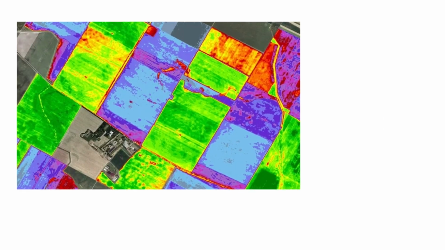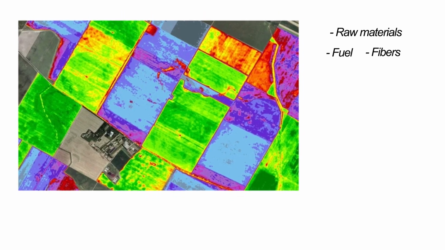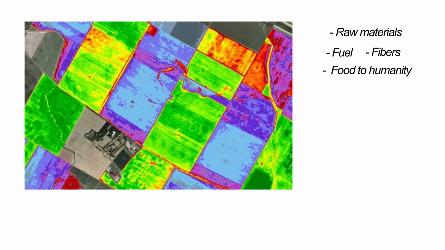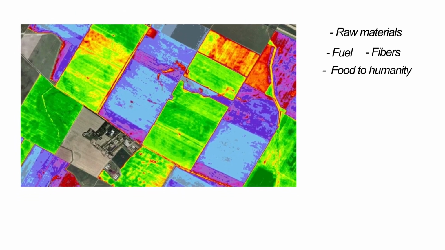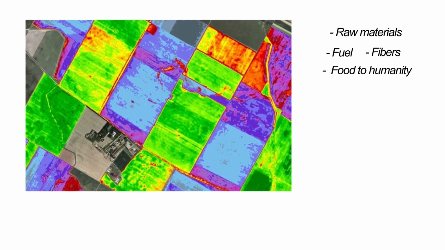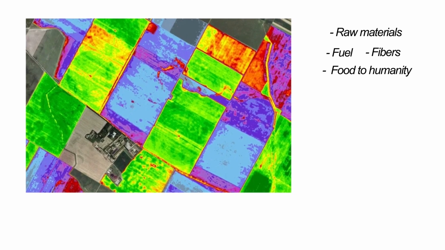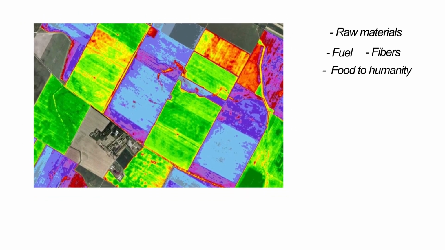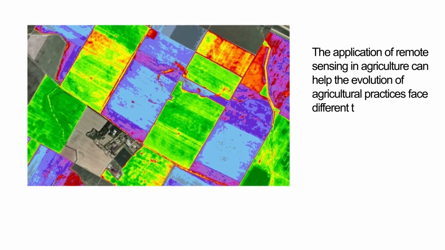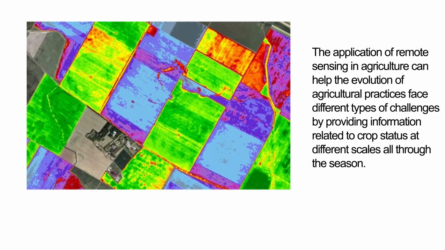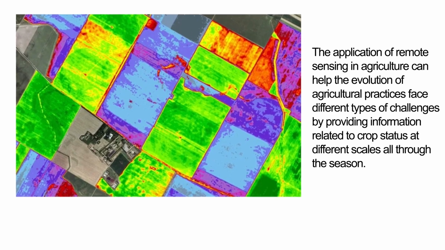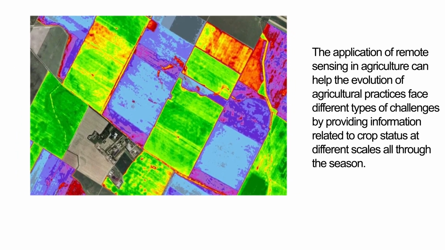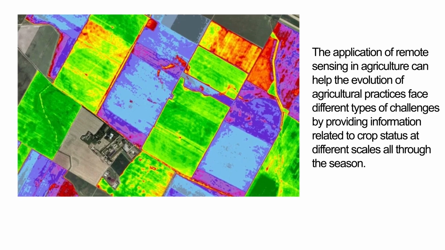Remote sensing in agriculture. Agriculture provides raw materials, fuel, fibers, and food to humanity. This role needs to be fulfilled within climate change and environmental sustainability, combined with the expanding population while maintaining agricultural activities' viability to sustain livelihoods. The application of remote sensing in agriculture can help the evolution of agricultural practices face different types of challenges by providing information related to crop status at different scales all through the season.